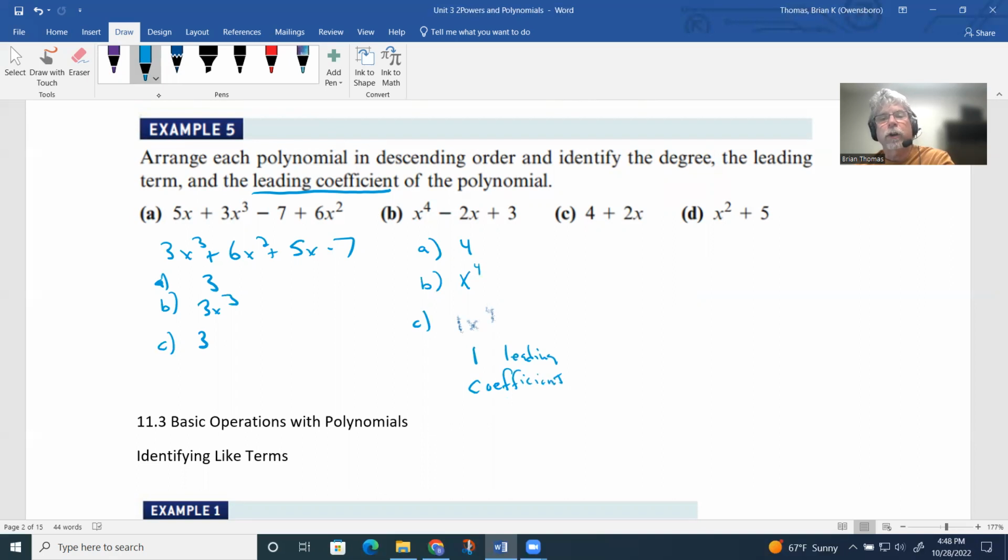Notice how this is not written in the correct order. I have to write that as 2x plus 4. So notice that the degree is the degree of the exponent of the variable, which is a 1. The leading term is the 2x, and the leading coefficient is actually just the 2 itself. D is written in the right order. Again, its degree is the exponent, which is a 2. The leading term is going to be the x squared, and the leading coefficient is the coefficient in front of the x squared, which is actually a 1.